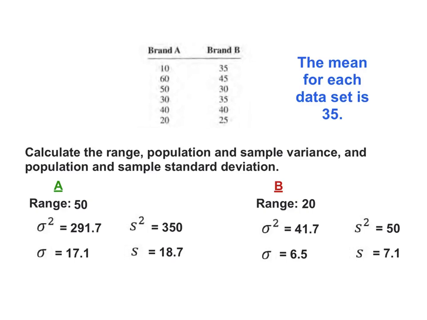So, basic process, okay? What you should have gotten is that the population standard deviation was 6.5, the variance is 41.7, the sample standard deviation is 7.1, and the sample variance is 50. As we suspected, since these numbers are all smaller, this data is bunched closer together. It's not spread out as much as this data is. So I could identify more of a trend going on in brand B than in brand A because the data is bunched more closely together.